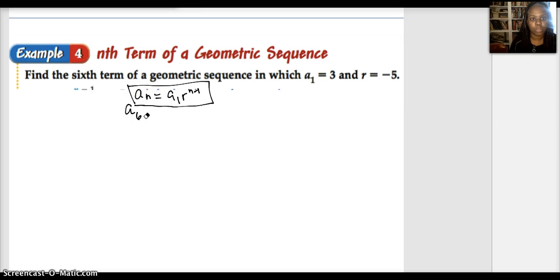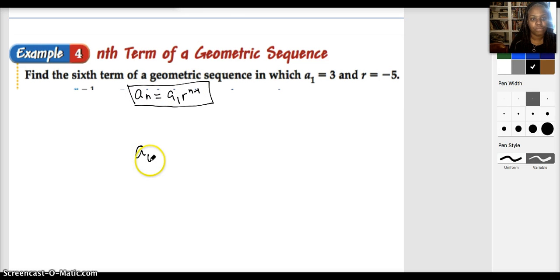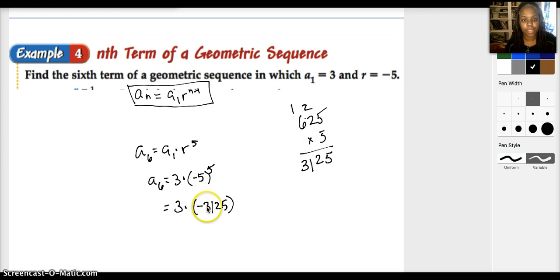So to find a sub 6, I'm just going to plug in the information that I need. A sub 6 is going to be a sub 1 times r to the n minus 1, or r to the 5th power. A sub 6 is equal to 3 times negative 5 to the 5th power. With some quick calculation, we get negative 3,125 when I raise negative 5 to the 5th power. And then when I multiply that by 3, our answer would be negative 9,375.